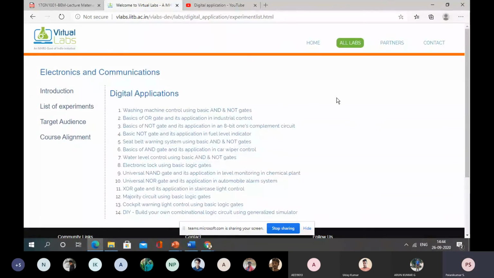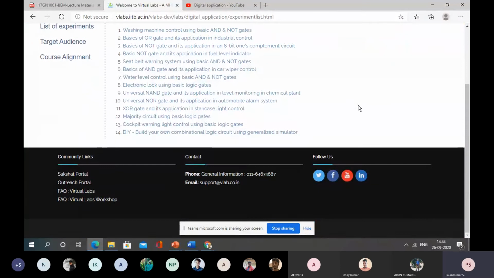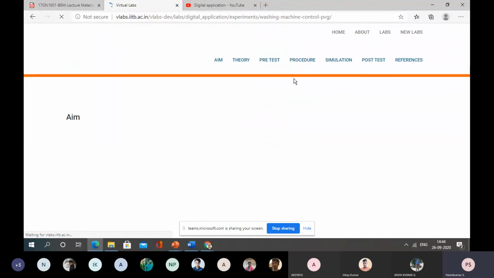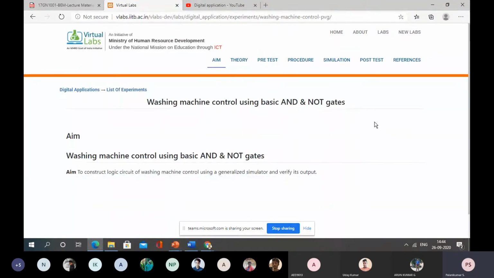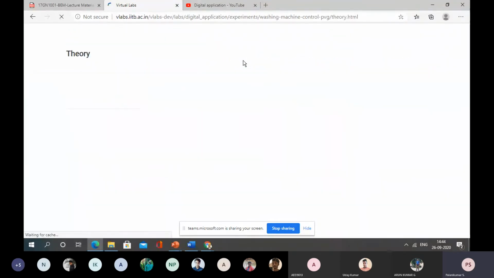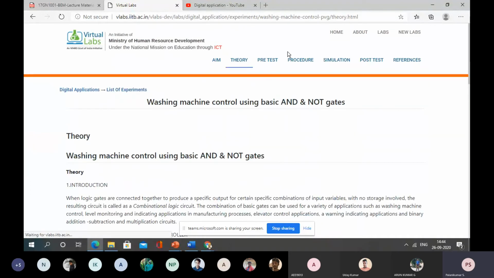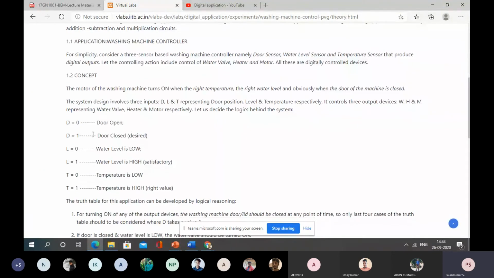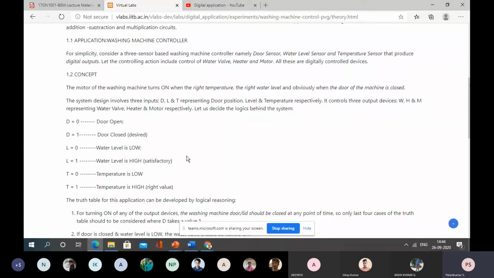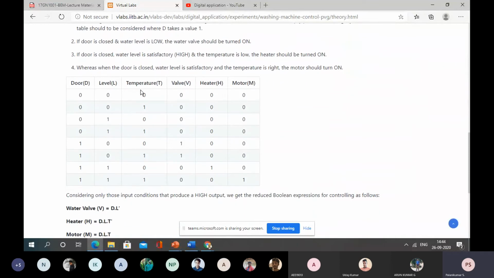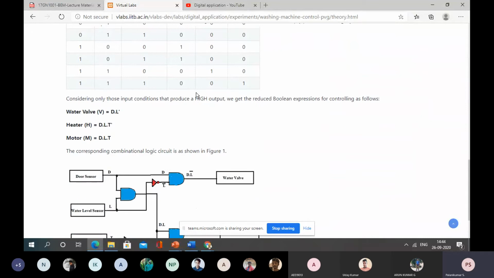So digital applications, electronics and communication, digital applications is available. Especially washing machine, using basic logic gates. The basic logic gates theory is available, and with different settings we are giving: door open, door close, water level, temperature high. Using that we are making a truth table.